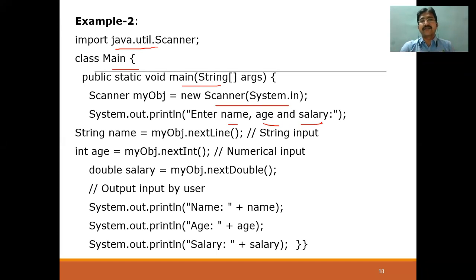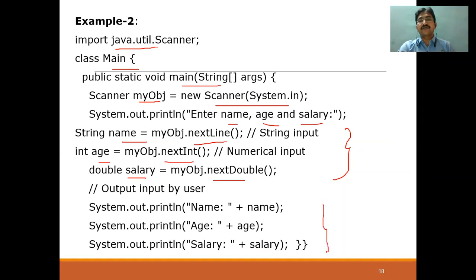Three different values we are going to read. For reading the name, we are going to use nextLine, my obj dot nextLine, and assign it to a name variable. Next, to read the age, we use nextInt and assign it to an age variable. To read the salary, we use nextDouble and assign it to a salary variable. These three methods are available in the Scanner class, so we access them with the object of the Scanner class: my obj dot nextLine, my obj dot nextInt, my obj dot nextDouble. These are for reading a string, an integer, and a double.